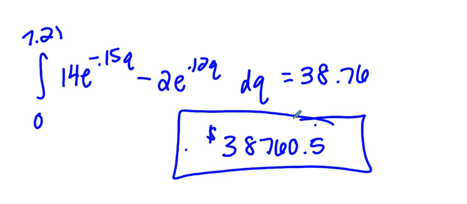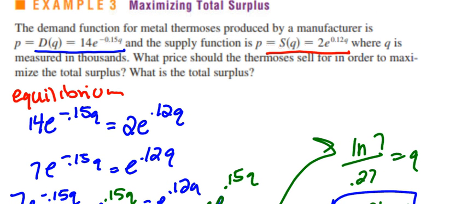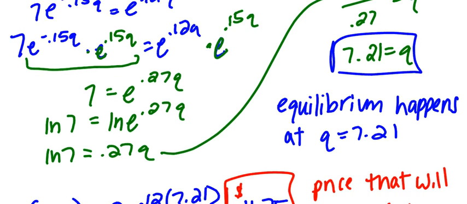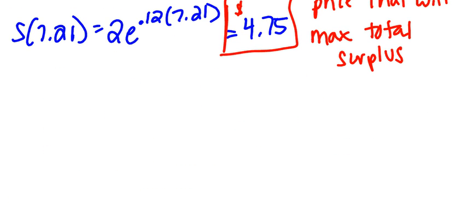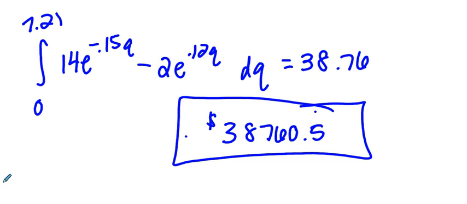So just to recap, we have two equations, supply, demand. We want to maximize the total surplus, which means we need to find equilibrium. So we set them equal, we solved for Q. So that 7.21 is the quantity when equilibrium happens. And then we plug that quantity in one of our equations. We got 4.75, that is the price that will maximize the total surplus. And then we actually found the total surplus. When we did that, we did an integral from 0 to the equilibrium quantity. We did the demand minus the supply.